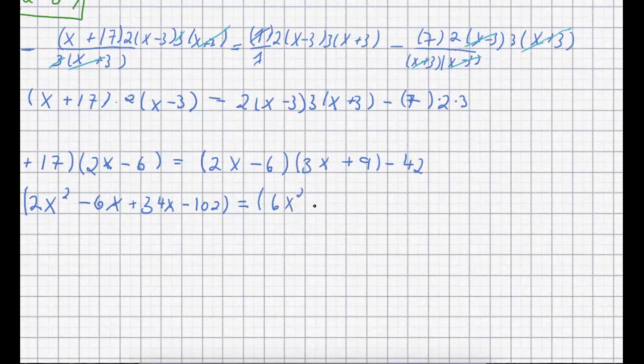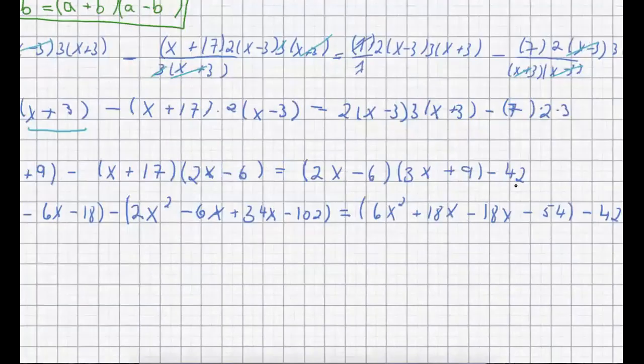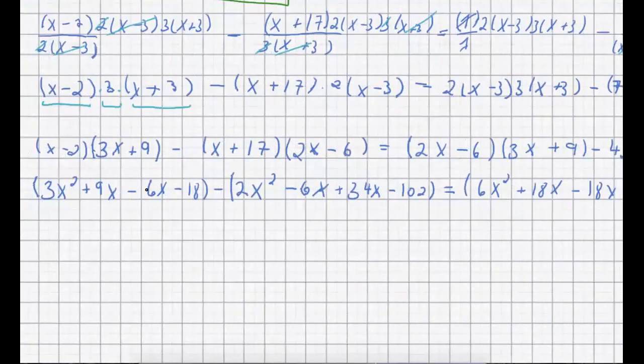Okay. And then 2x times 9 is 18x. And then minus 6 times 3x is minus 18x. And then minus 6 times minus 9 is 54. Yes. And then minus 42. All right, it's a long one. Really long.